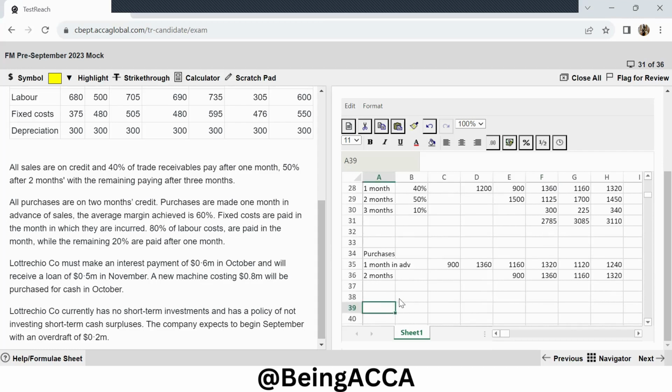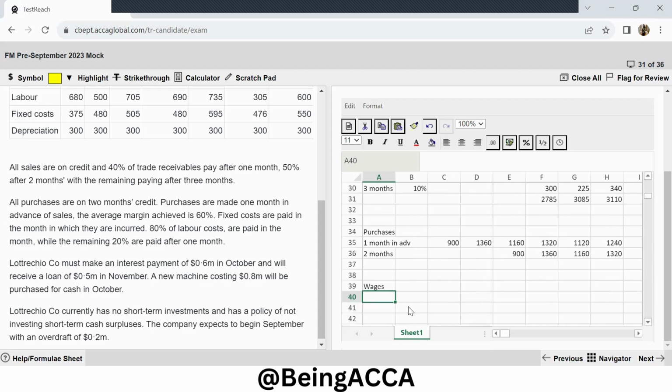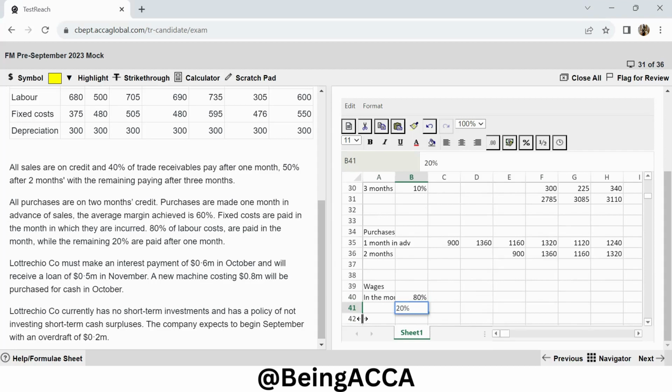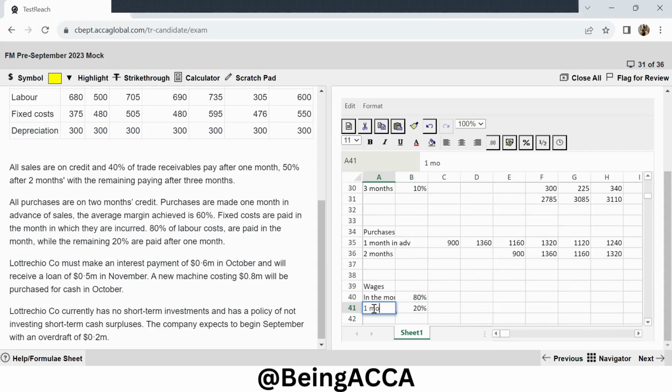Let's go to another working note, and this can be about wages, or you can also say labor, right? Both will be correct. So first of all, we are paying in the month 80%, and then 20% are paid 1 month afterwards. So 1 month later, right? So we can just put our values over here.